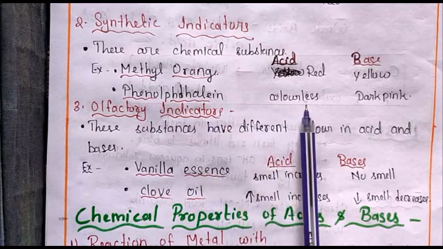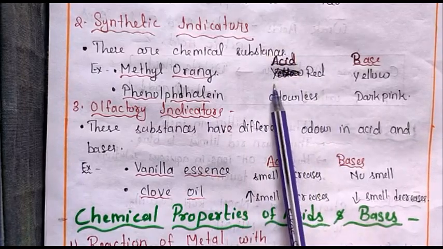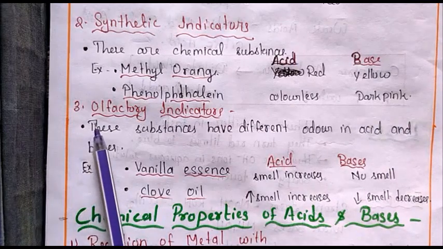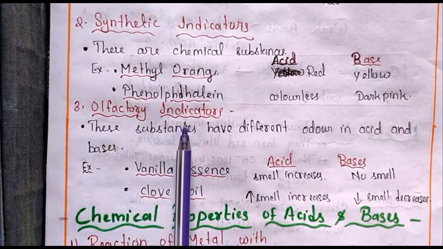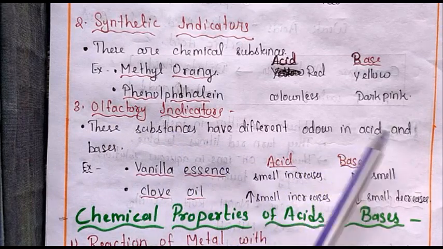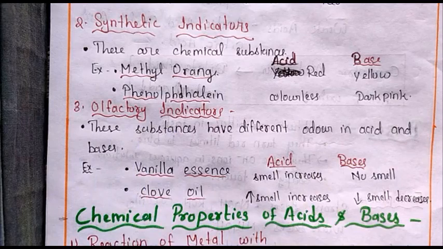Phenolphthalein is colorless in acid and dark pink in base. Next indicator is your olfactory indicator. These substances have different odors in acid and base. It doesn't change its color, it gives a different odor.